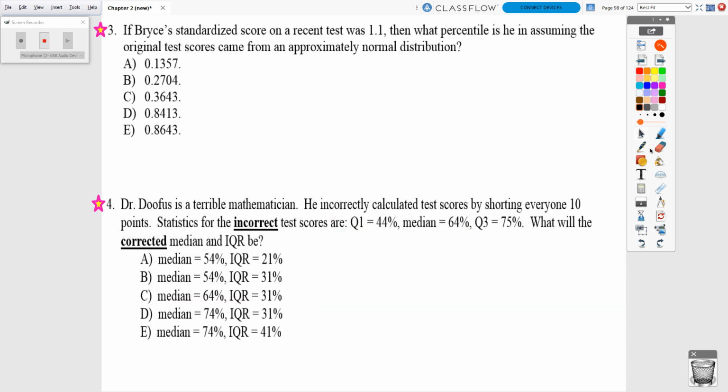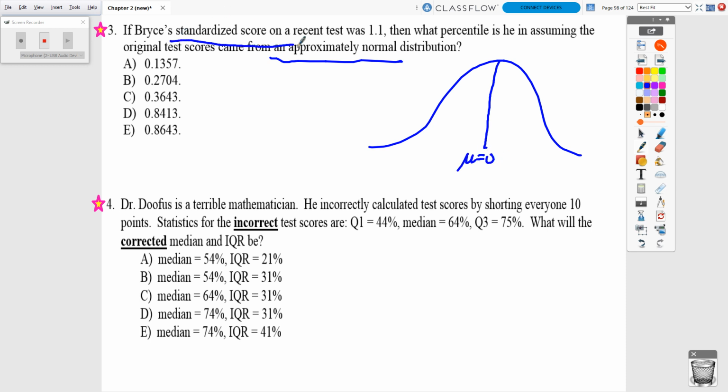All right, number three. If Bryce's standardized score on a recent test was 1.1, then what percentile is he in, assuming the original test scores came from an approximately normal distribution? Oh, right. So we know we're dealing with an approximately normal distribution, but we don't know the mean or the standard deviation, so we might be dealing with a standard normal distribution.